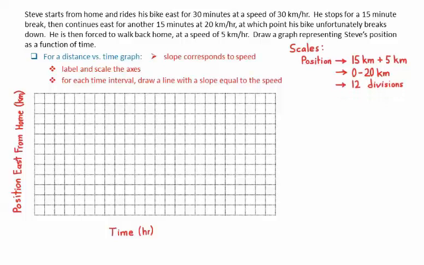On the grid provided, there are 12 divisions in the vertical direction. This means we can use as a scale 2 kilometers per division.